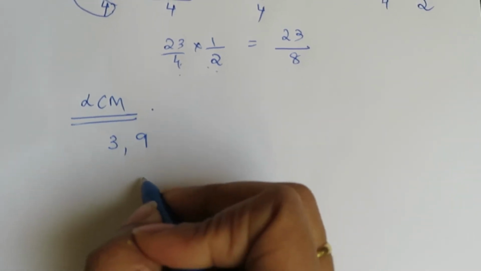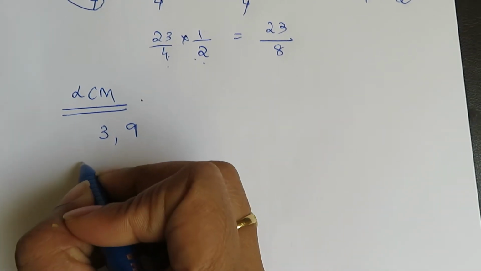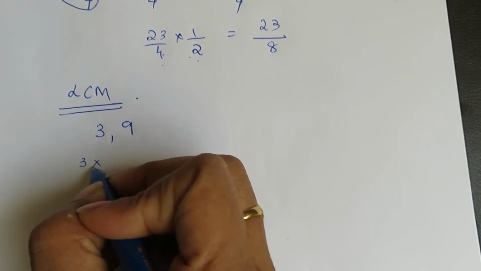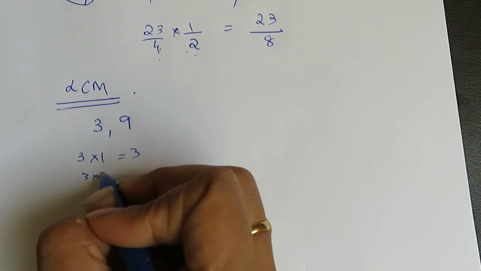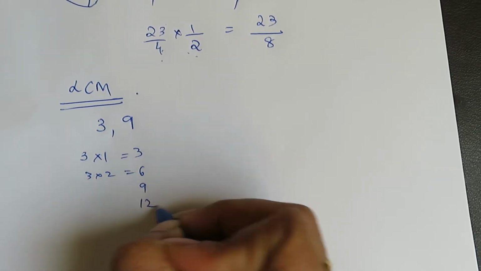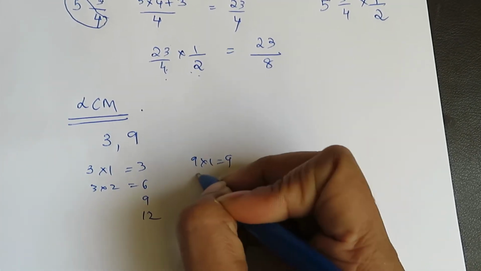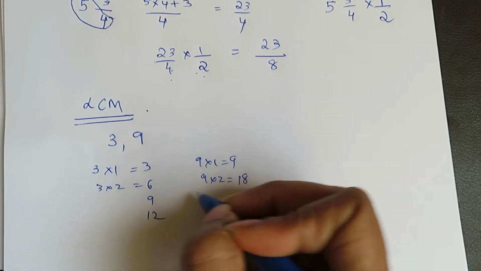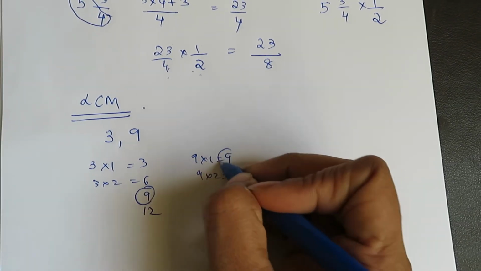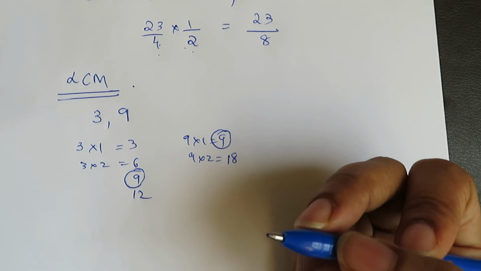Now let us find out how to find the least common multiple of 3 and 9. What do you do? You write the common multiple. So what are the multiples of 3? 3 1s are 3, 3 2s are 6, 3 3s are 9, 3 4s are 12. And what are the multiples of 9? 9 1s are 9, 9 2s are 18. See, which is the common multiple here? The least common multiple is 9 over here.